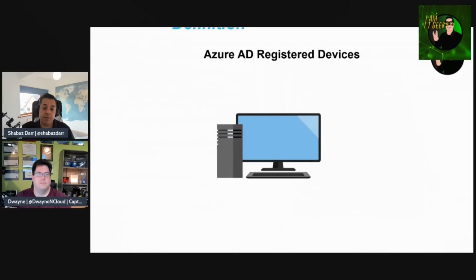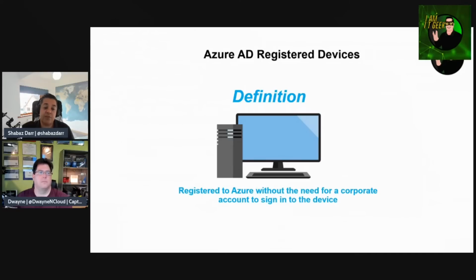When we're talking about the definition of an Azure AD registered device, it's a device that's registered to Azure without the need for any corporate account to sign into the device. So you sign in with your own personal account. It could be a Microsoft account, it could be a local account, but it's your personal account that you use to sign in.